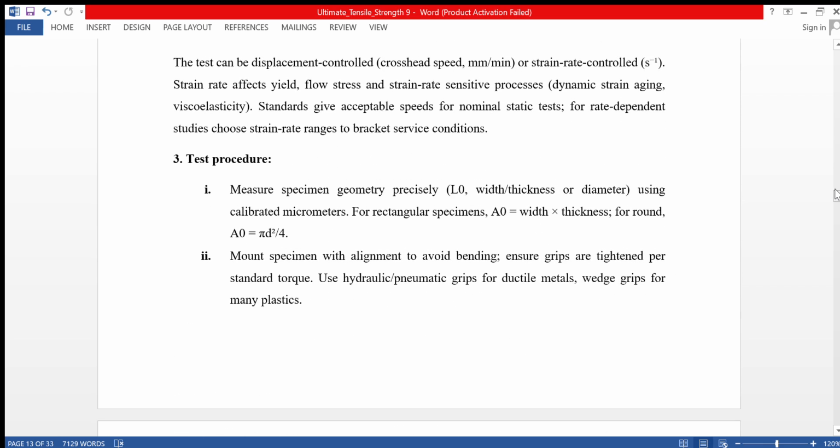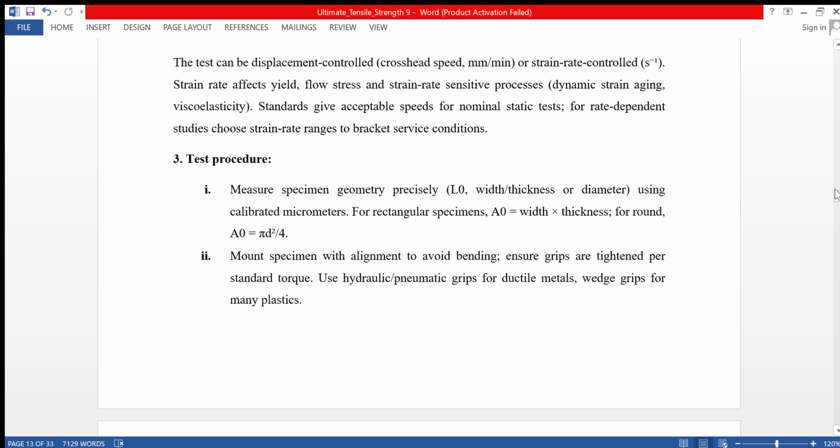Next point is test procedures. Measure specimen geometry precisely: L0, width, thickness or diameter, using calibrated micrometers. For a rectangular specimen, A0 equals width multiplied by thickness. For round, A0 equals pi d squared by 4.